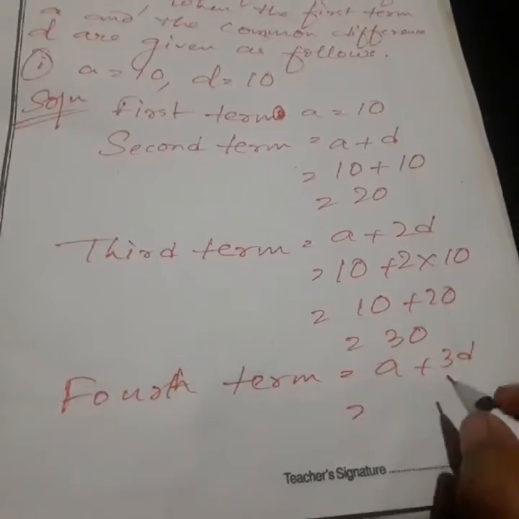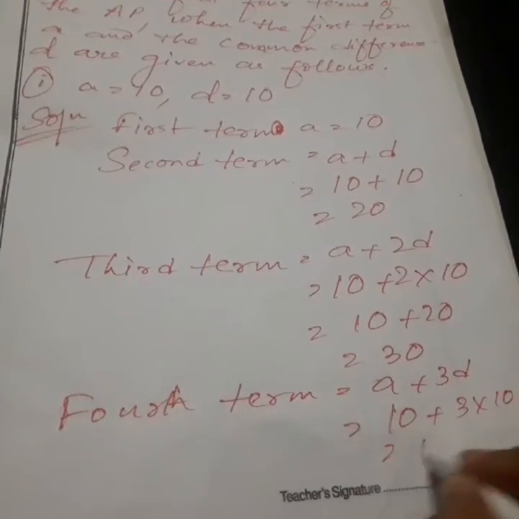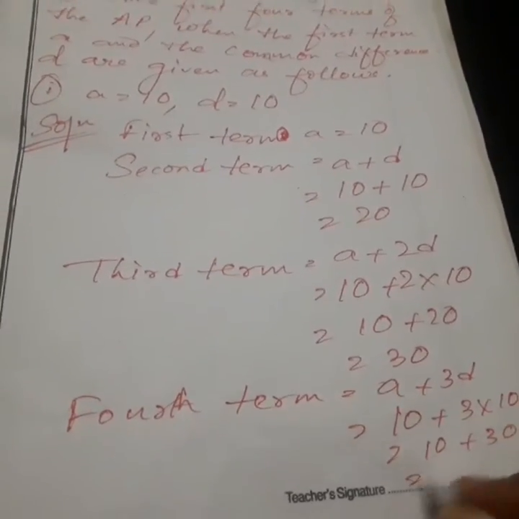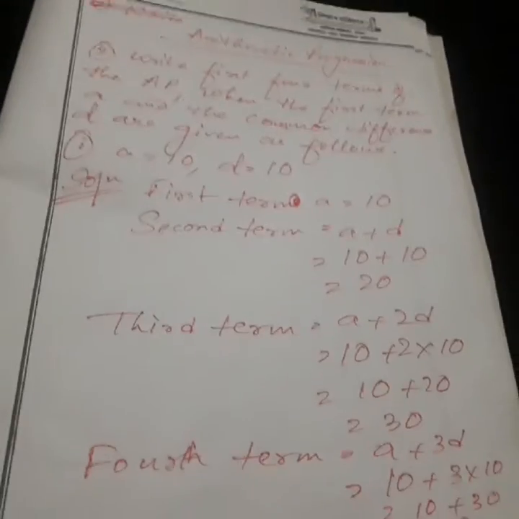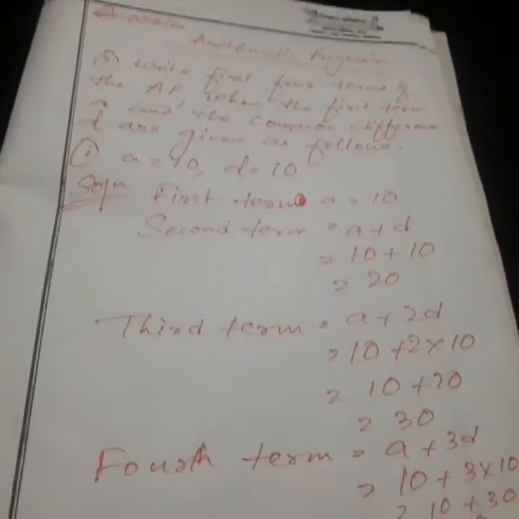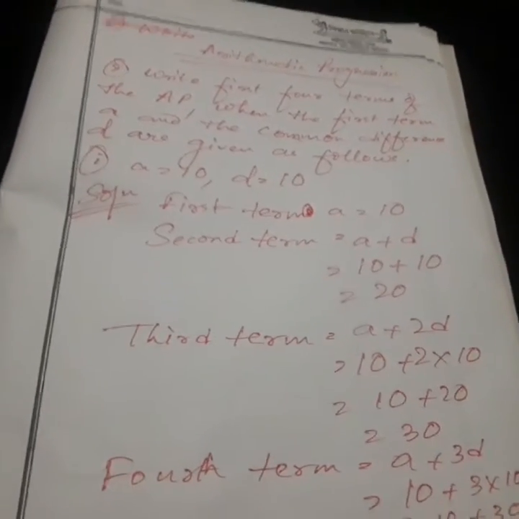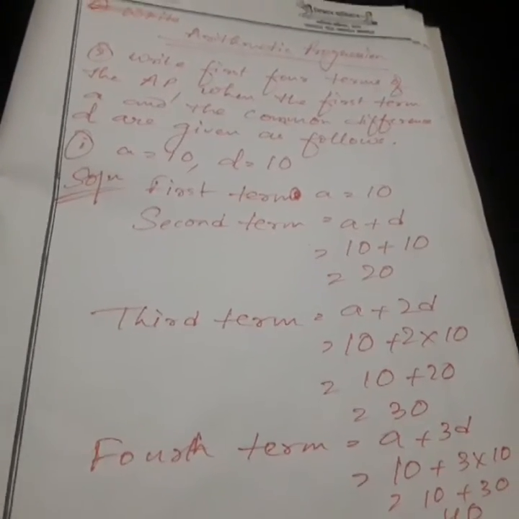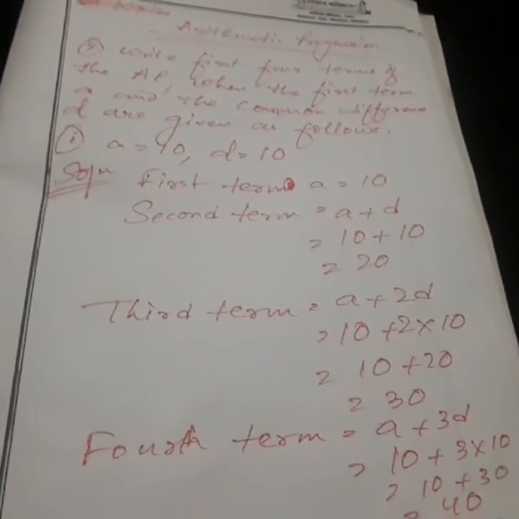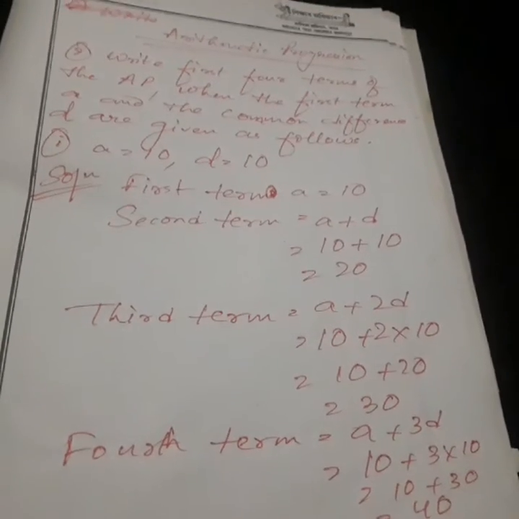So A plus 3D is what? 10 plus 3 into 10. So 10 plus 30 is 40. So we have found out the first 4 terms of the AP when our first term A and the common difference D are given to us. So first term is how much? 10. Second term is 20. Third term is 30. And fourth term is 40.